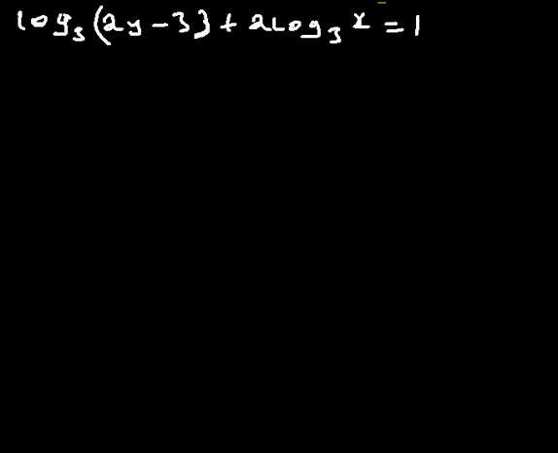Let's say we have log base 3 of (2y minus 3) plus 2 log base 3 of x, which is equal to 1. This is equation number 1.